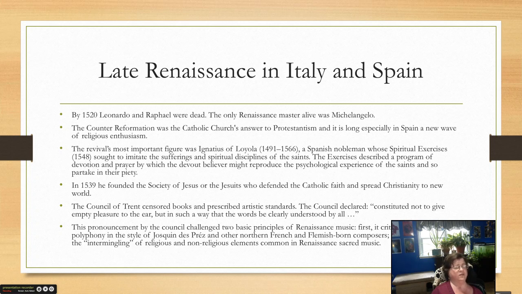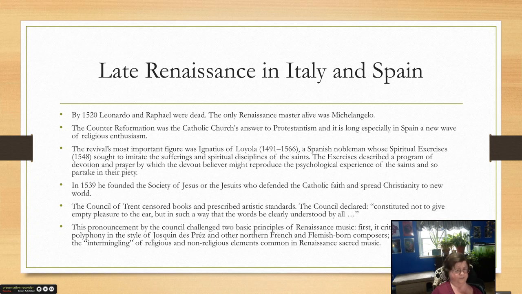Ignatius later founded the Society of Jesus, commonly known as the Jesuits, and they defended the Catholic faith and spread Christianity to the New World. For the most part, they were the missionaries, the ones that went into Hawaii and Japan and China and the New World.